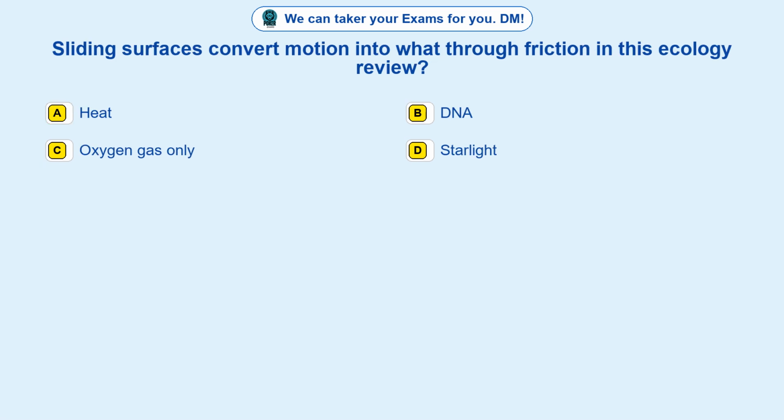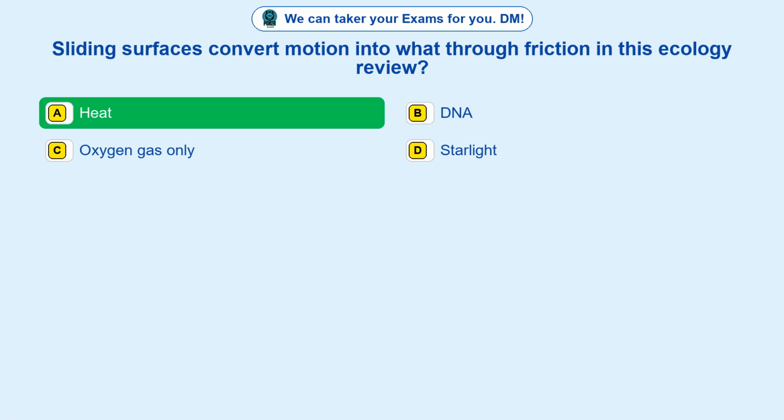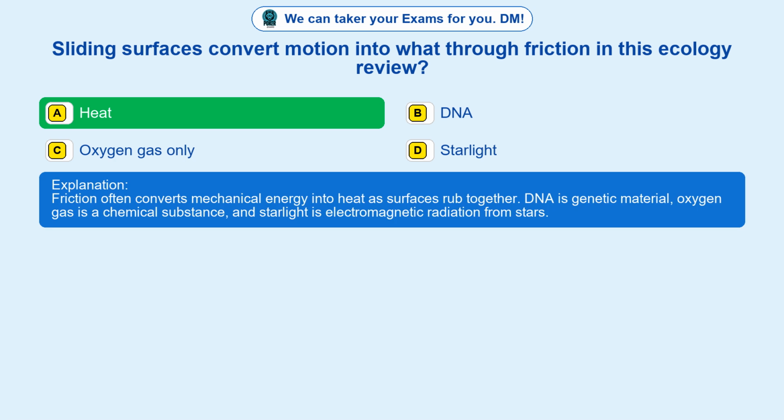Question 64. Sliding surfaces convert motion into what through friction in this ecology review? Option A, heat. Option B, DNA. Option C, oxygen gas only. Option D, starlight. The correct answer is option A, heat. Friction often converts mechanical energy into heat as surfaces rub together.